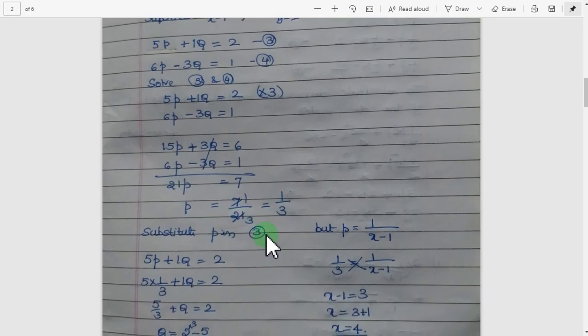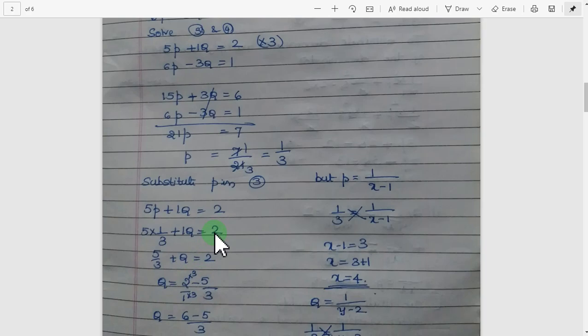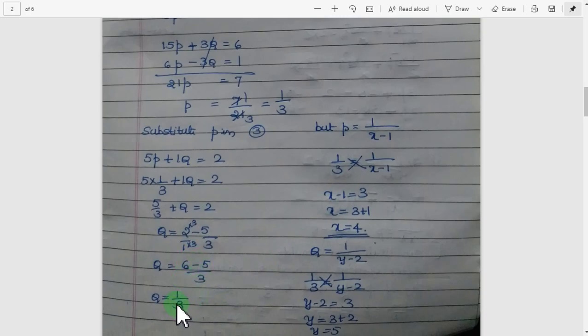After getting the p value, substitute the value of p in any one of the equations. 5 into 1 by 3 plus q is equal to 2. 5 by 3 plus q is equal to 2. Take 5 by 3 to the other side, 2 minus 5 by 3. Now one is a number, another one is a fraction. So convert the number into a fraction by writing denominator 1 and equating the denominators. Here it is 3, so we have to make it 3 here also by multiplying by 3. When you multiply the denominator, you have to multiply the numerator also. So it becomes 6 minus 5 by 3, that is 1 by 3. 6 minus 5 is 1, so q is 1 by 3. So we got the p and q values.